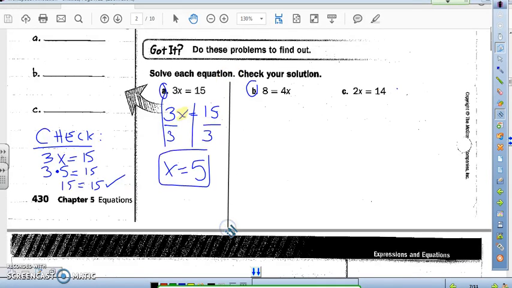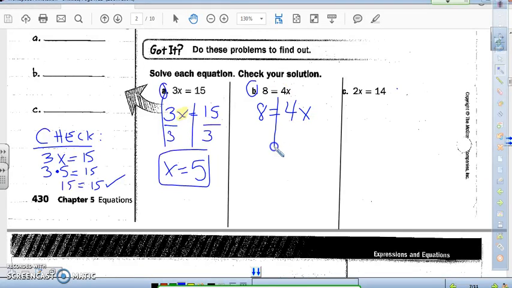All right, let's try B. I'm going to draw a line just to separate them. Rewrite it. So I do 8 equals 4x. Draw my line, highlight. So my x is over here on this side, but that does not change how I'm going to do the problem. I kick out whatever's with the x. So in this case, the 4 is with the x. It's multiplication, so I'm going to divide both sides by 4. 8 divided by 4 is 2. So we think x equals 2.